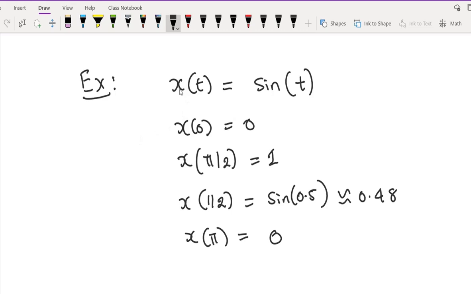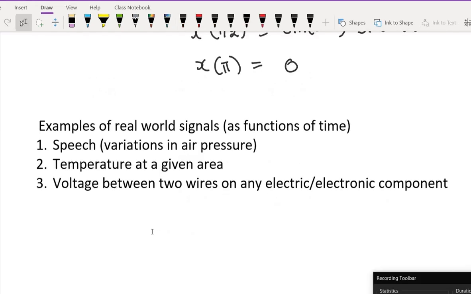So x is a signal and it takes an input which can be any real number and the output will be a real number. So for example, we can see x of 0 would be 0, x of pi over 2 would be 1. And if you notice, the inputs can be any real number and the outputs are also in general real numbers. So let's talk about some examples.